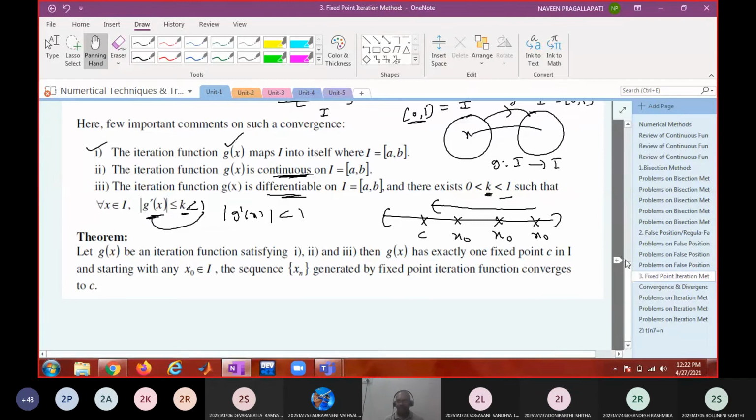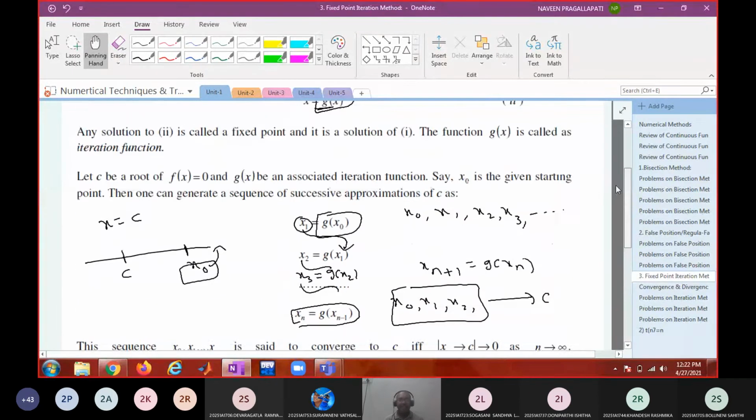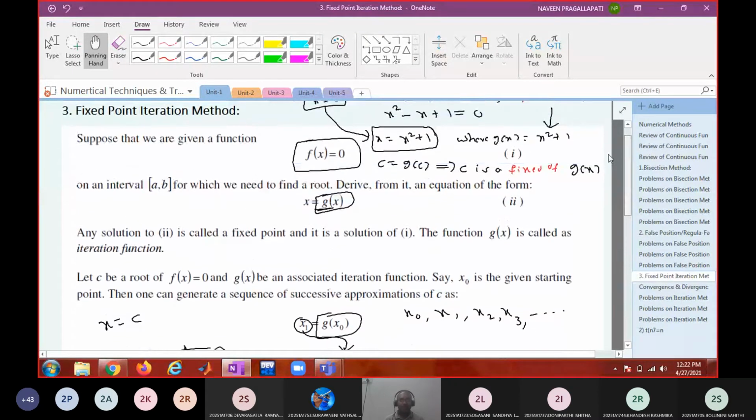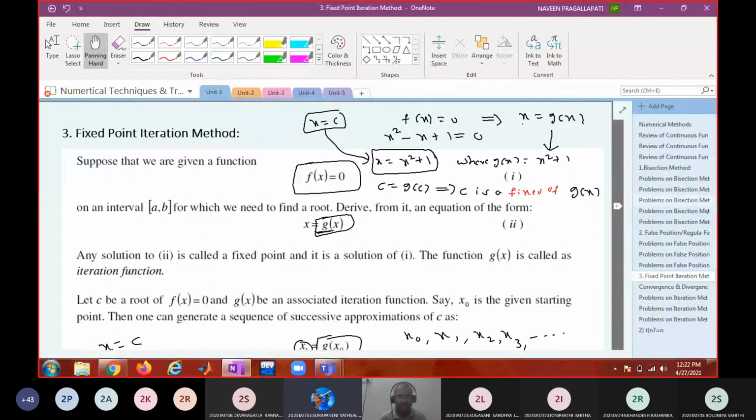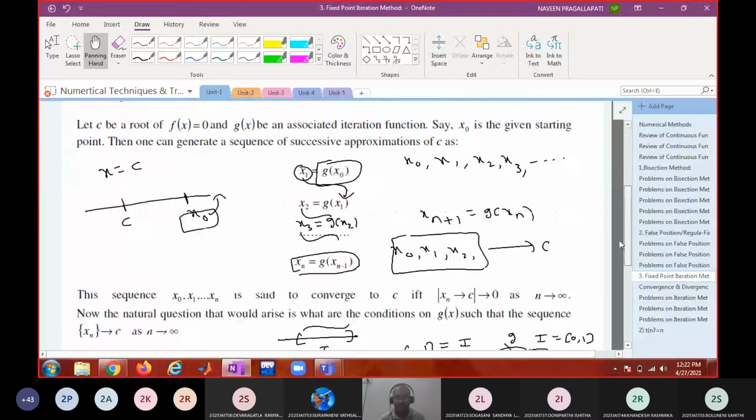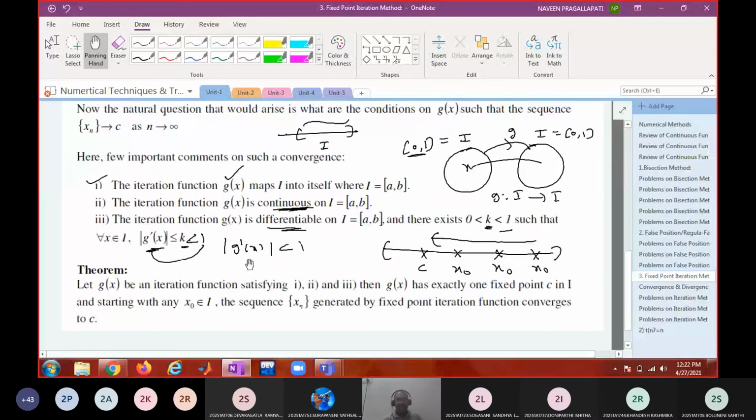Okay, so when an equation is given, mainly you have to look for this third condition, whether the absolute value of the derivative is less than 1 in an interval, at least in an interval. Okay, so if that is satisfied, then you take some initial approximation and that will give you a convergent sequence.